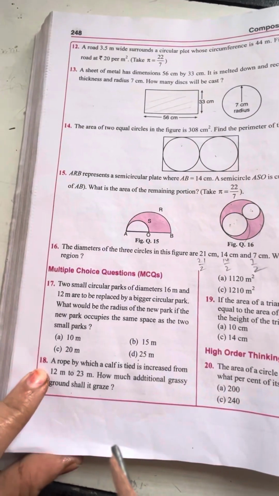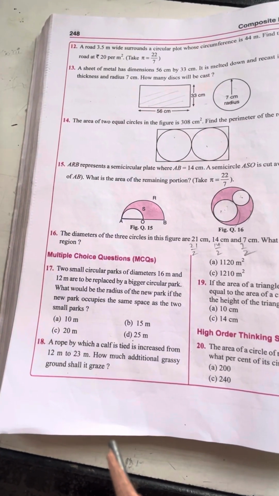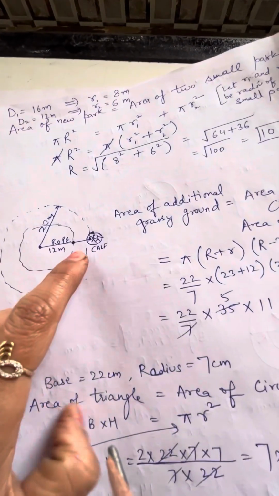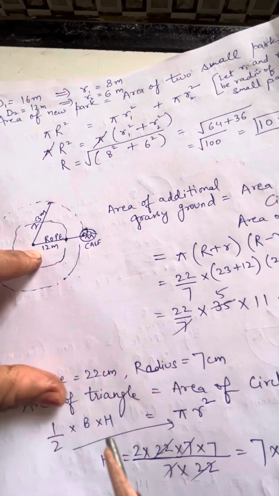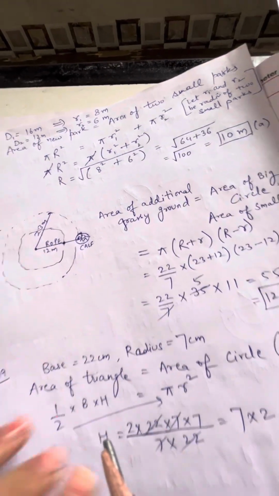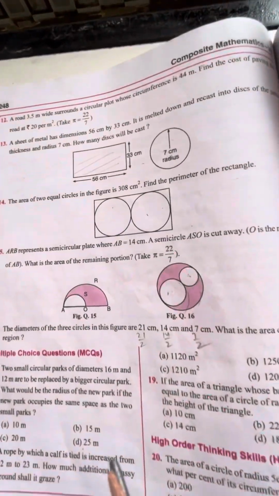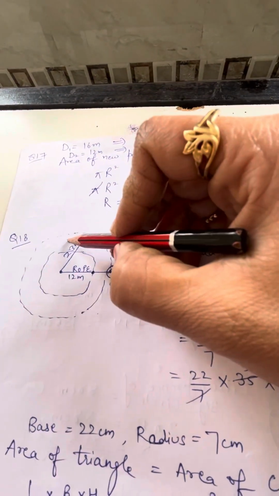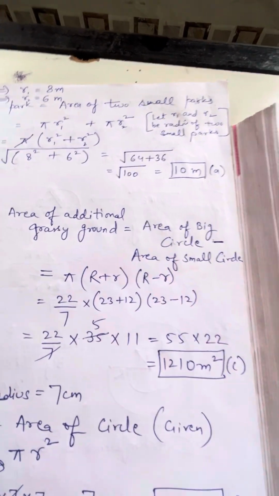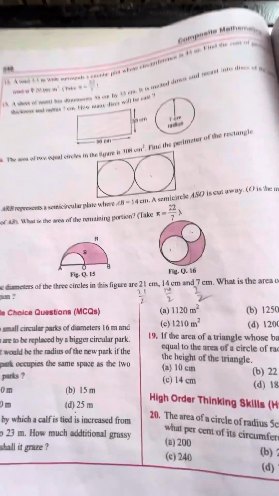Question number 18. A rope by which a calf is tied is increased from 12 meter to 23 meter. So how much area is now covered by the calf to graze? So this is the area that increased. This is the area, this area. So again you have to put the same formula, the area between two circles, and the radii are given, so you can easily find the area.